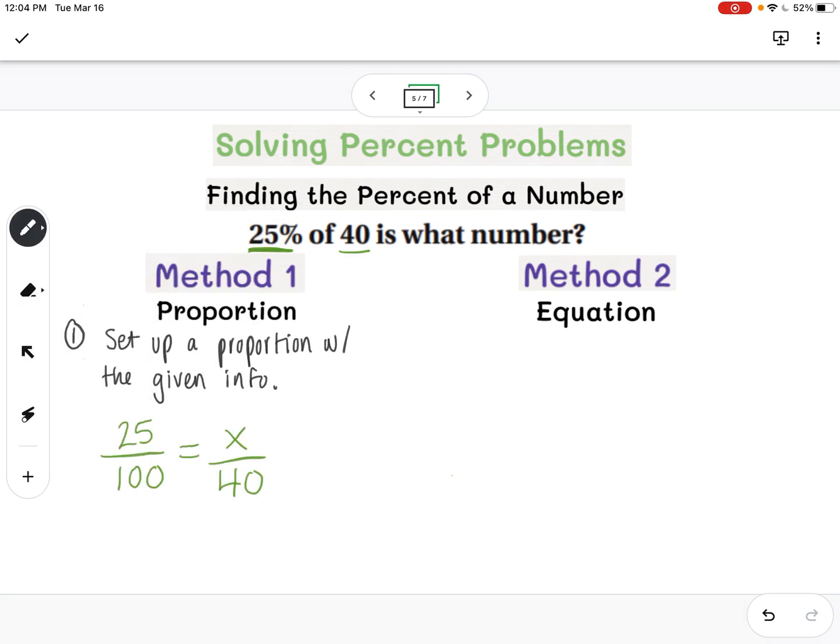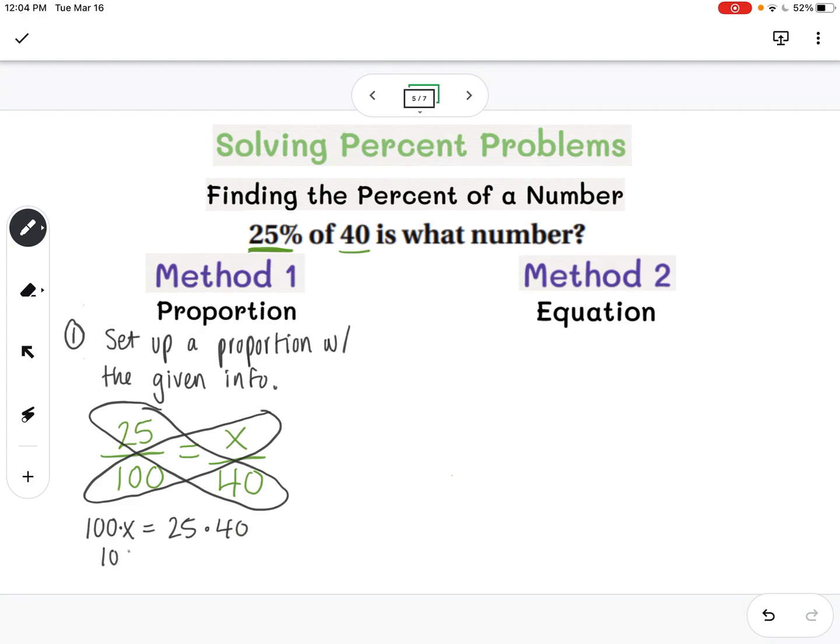All right, and once we have that set up, we know from there we just cross multiply and solve. All right, so 100 times x equals 25 times 40. Of course, 100 times x is 100x. 25 times 4 is 100, which means this would be 1,000. I would do my last step of dividing by 100, and that would tell me that x is equal to 10.